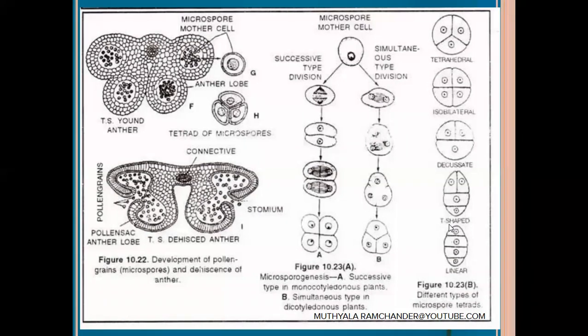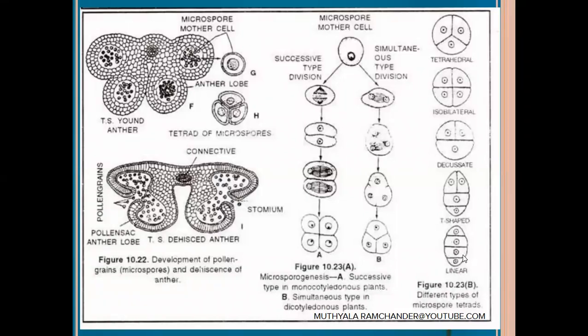And the next microspore arrangement is called T-shaped arrangement. In T-shaped arrangement, two microspores are present in the upper tier and the remaining two microspores are present one above the other. They look like a capital T in shape. This is called T-shaped arrangement of microspores. And the last one is the linear arrangement of microspores.